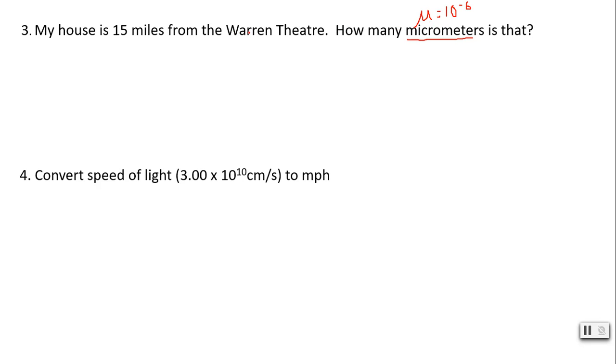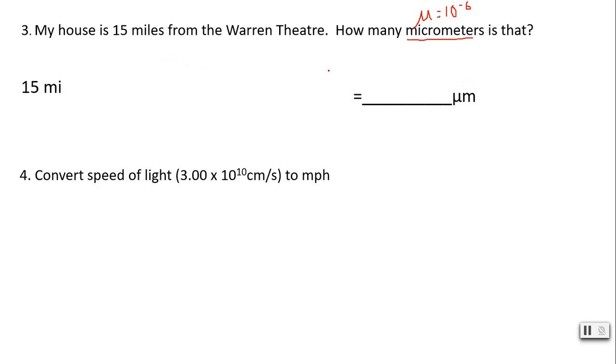But we're going to start this conversion problem just like we did the other two, which is write down the measurement you're given, number and unit. Give yourself some space to work the problem. Write down the unit that you're looking for. I am looking for micrometers.